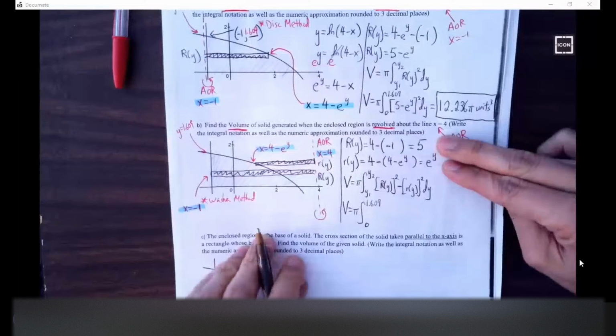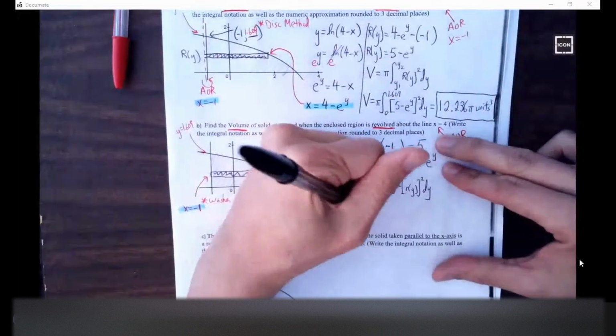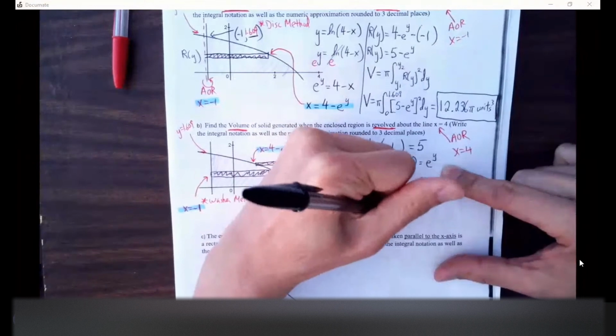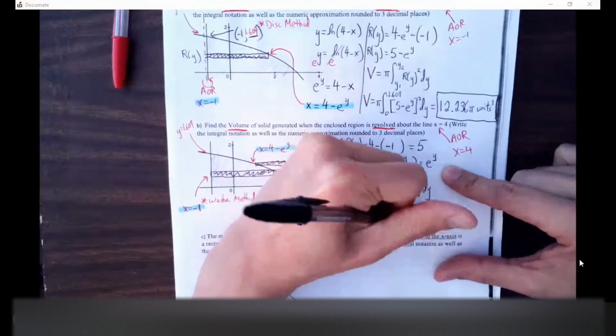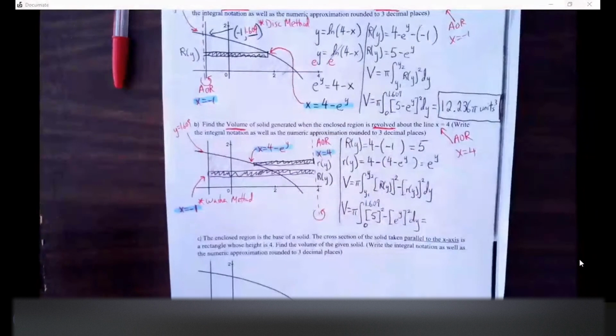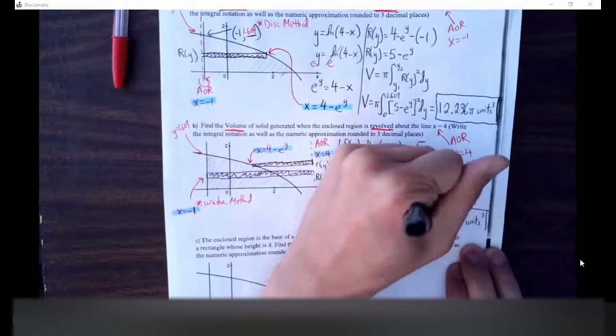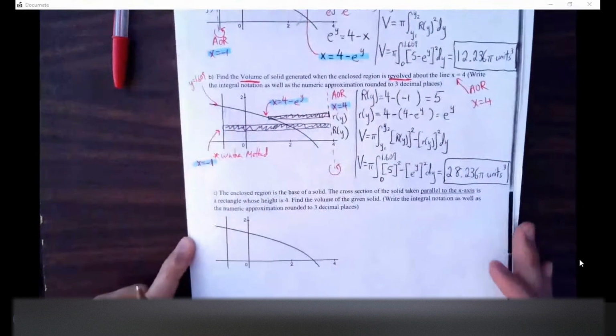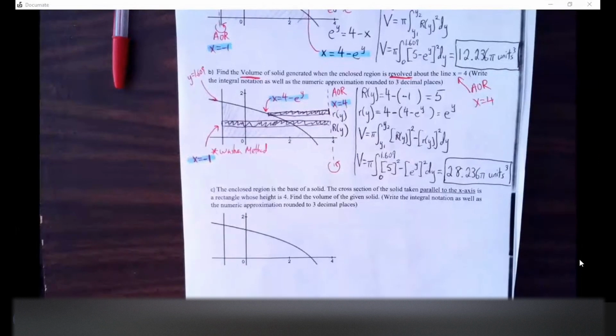Okay. Make sure that we're squaring both our radii separately. 5 squared minus e to the y squared. Enter into your calculator. Okay, units cubed. All right, any questions there?